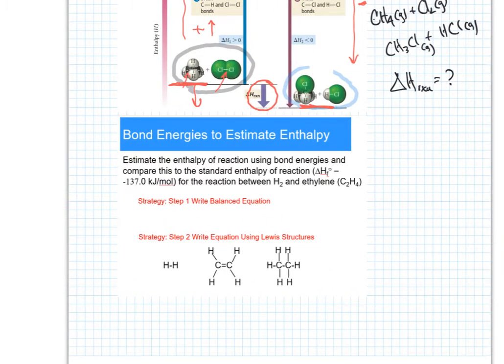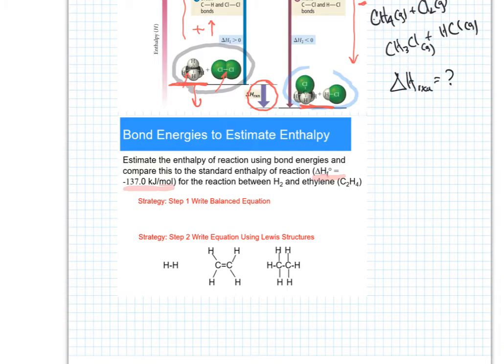So we want to estimate the enthalpy of reaction using bond energies and compare this to the standard enthalpy of reaction, delta H f standard equals minus 137 kilojoules per mole. So this right here is from the chapter 6 calculation. So that's if you go and look up all the delta H's in a table and calculate this reaction, you'd end up with minus 137 kilojoules per mole.